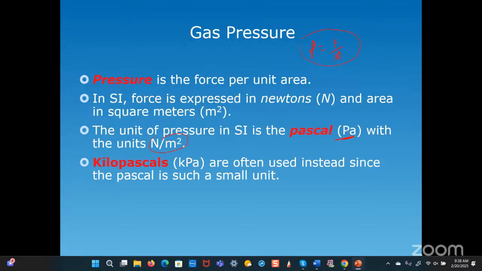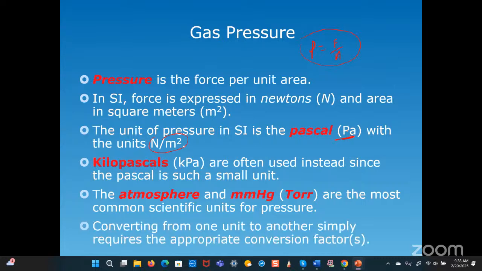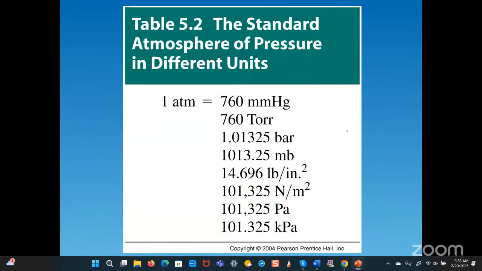And then you can have larger units like the kilopascal, which is most often used based on the fact that the Pascal unit is a relatively small unit, right? Okay, so there are other units of pressure. You have the atmosphere unit, which is not an SI unit or metric unit. And then you have the millimeter mercury unit, which is the same thing as the torr unit. Those are used as well, all right? And then we can convert from one unit to the next because there's actually relationships between these units, which is shown on this slide right here, right?